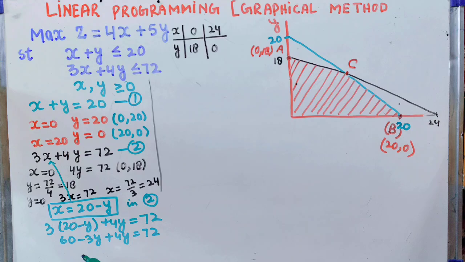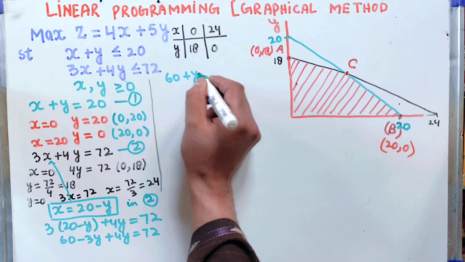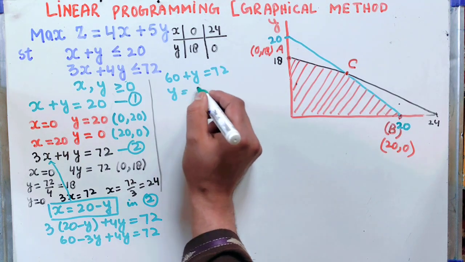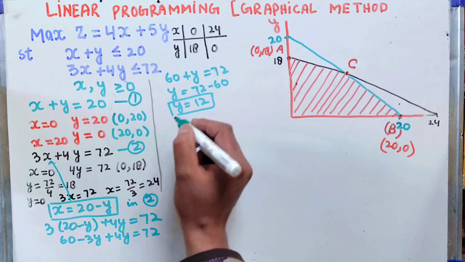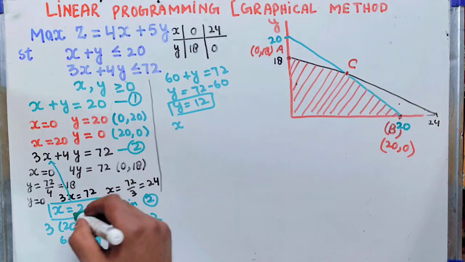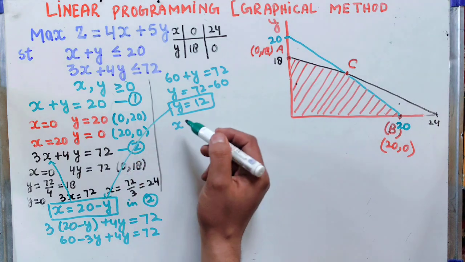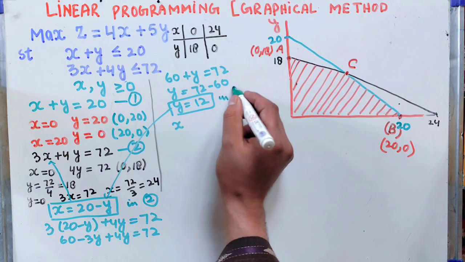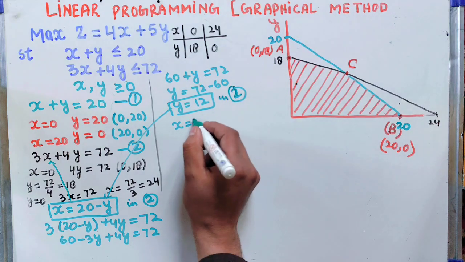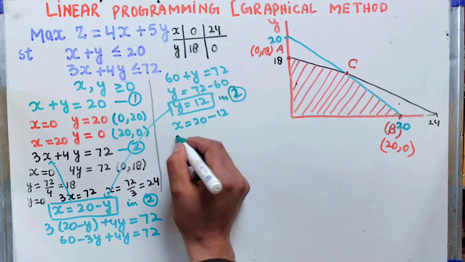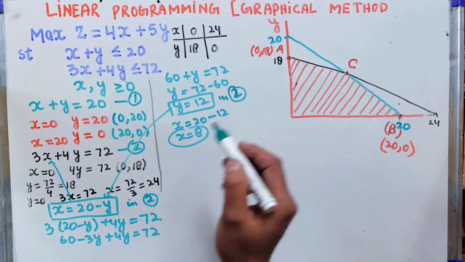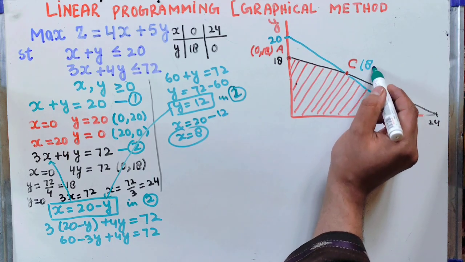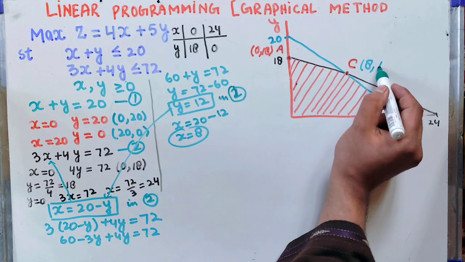Solving further, we get 60 plus y is equal to 72, or y is equal to 72 minus 60. So y is equal to 12. The value of x will be, plug y is equal to 12 in the second equation, so x will be equal to 20 minus the value of y, which is 12. So x will be equal to 8. So the coordinate of this point is x is equal to 8, y is equal to 12.